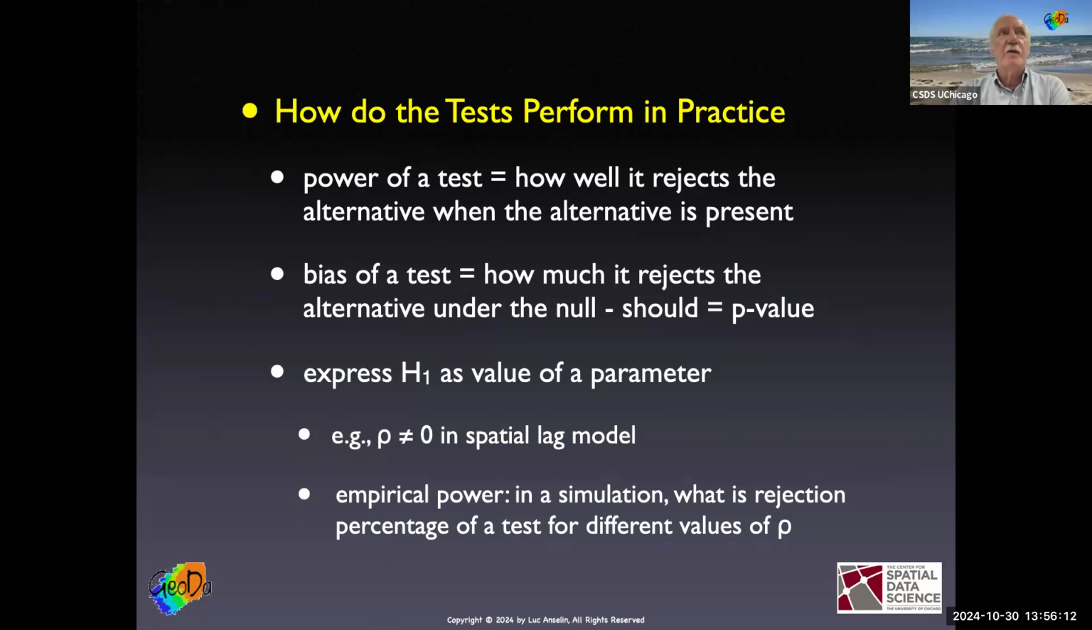So two important concepts. The power of the test is how well do you do when you have a problem? And the bias of the test is how do you do when you don't have a problem? So the empirical bias, this is empirically, how often do you reject a null when you shouldn't have? And then the power is also empirically based. How often do you reject the null when you should, right?